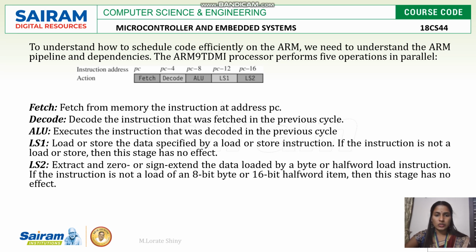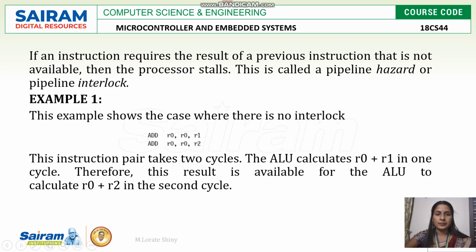If there is no load store instruction for 32-bit data, then there is no fourth stage. If there is no load store instruction for 8-bit or 16-bit data, then there is no fifth stage. We'll see some examples. Example 1. And another thing, if an instruction requires the result of the previous instruction which is not available, then the processor stalls. This is called a pipeline hazard or pipeline interlock.